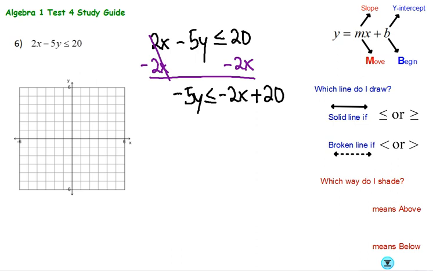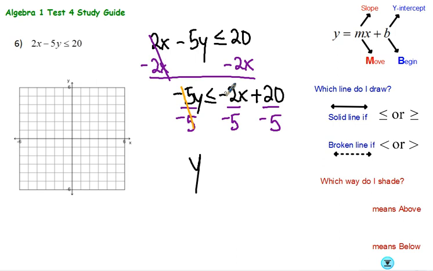We want to get y by itself. So we're going to divide by -5, divide by -5, divide by -5. And then the -5's cancel, freeing y. Y is now by himself. He's really excited about that.